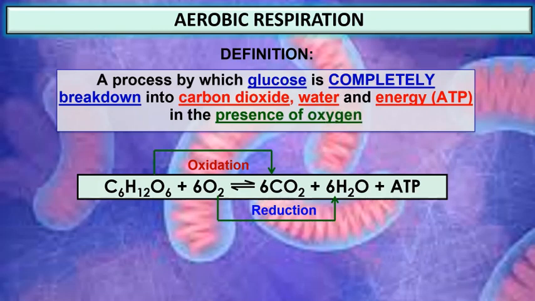So this is the equation. Glucose plus 6 oxygen will become 6 carbon dioxide plus 6 water and ATP. From this equation, we can see that aerobic respiration is a redox reaction.